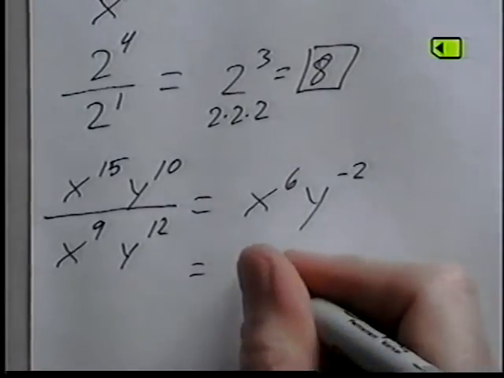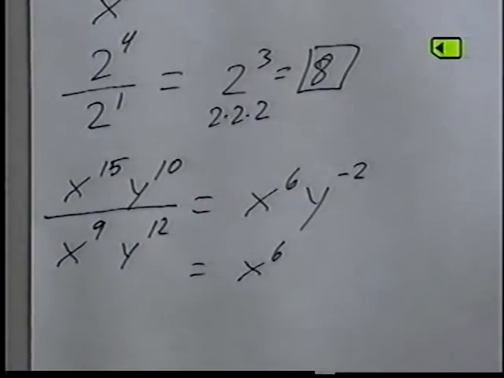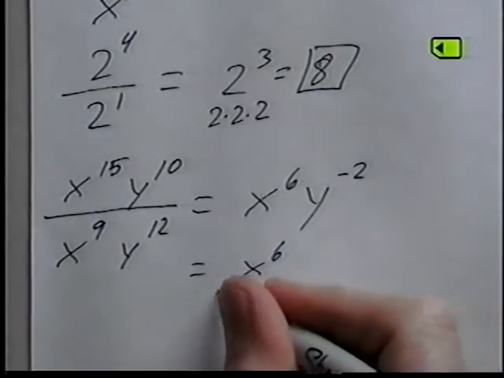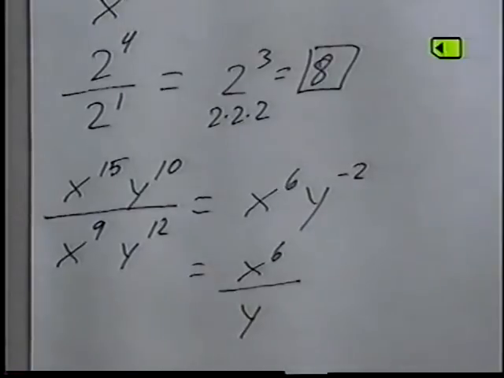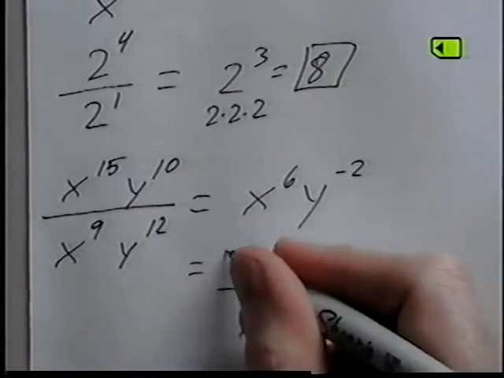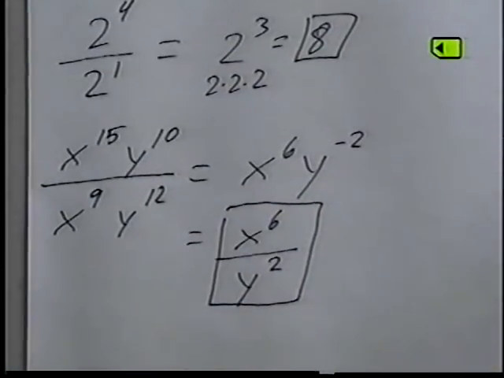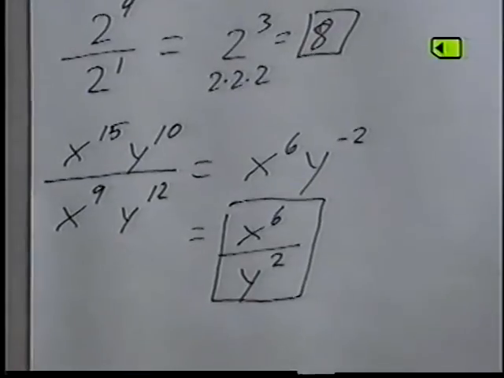Keep in mind, negative exponents you can simplify. x to the 6 stays the same. Negative exponents go to the denominator or bottom of the fraction. Negative 2 changes to positive 2. Final answer, x to the 6, y to the second.